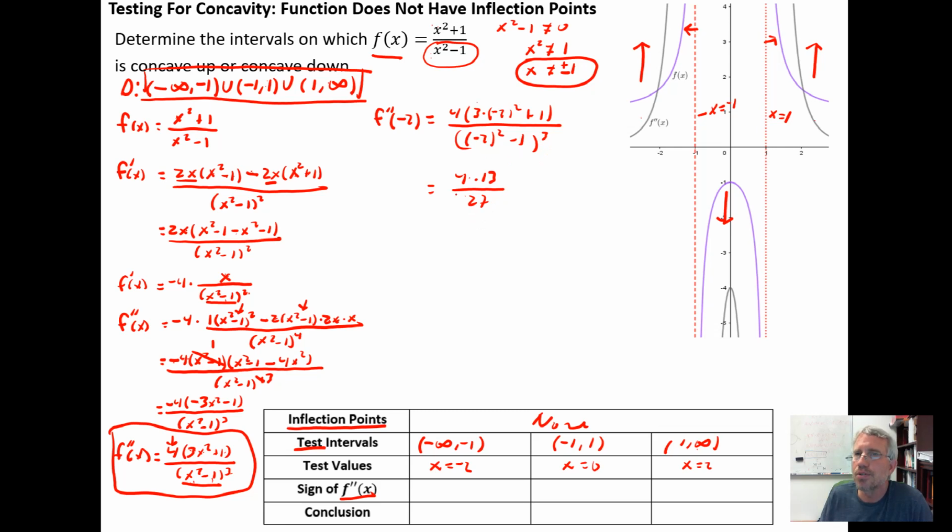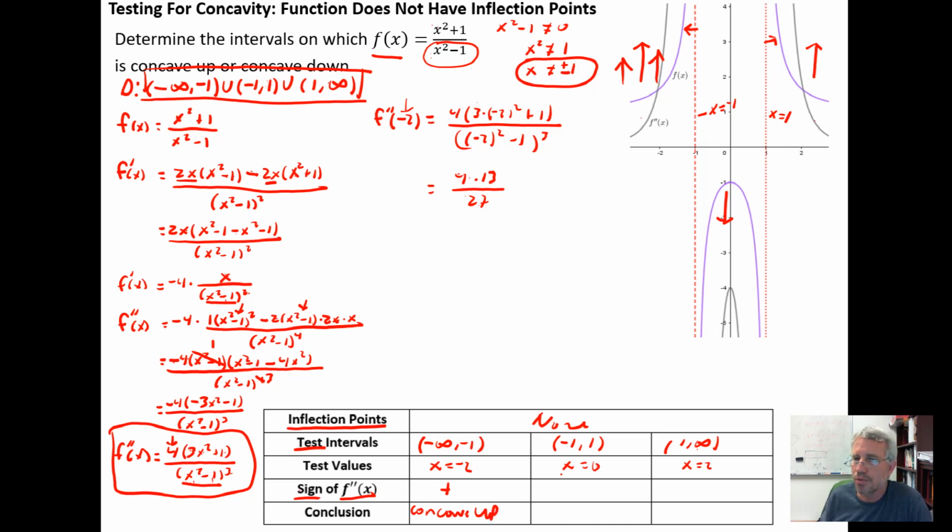And what I want to notice is I have a positive times a positive divided by a positive. So the second derivative at negative 2, the sign of it is positive. And if it's positive, then we know that the graph is going to be concave up on the test interval. So we conclude that our graph is concave up on the interval from negative infinity to negative 1.